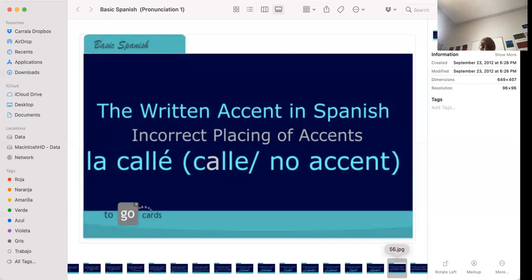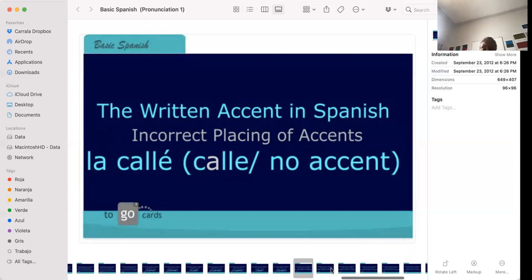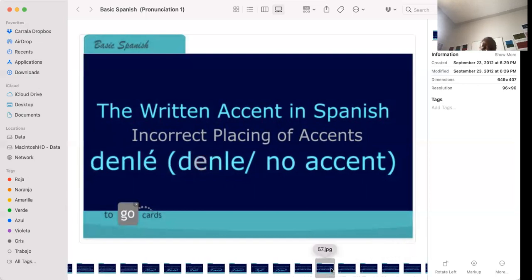Now, here it is. The correct pronunciation, calle. With the accent incorrectly placed, callé. Correct pronunciation is denle, which means, like ustedes, give it to him. Incorrectly, dénle.